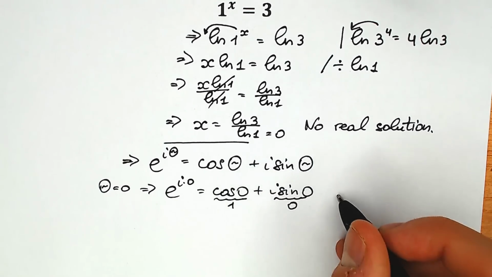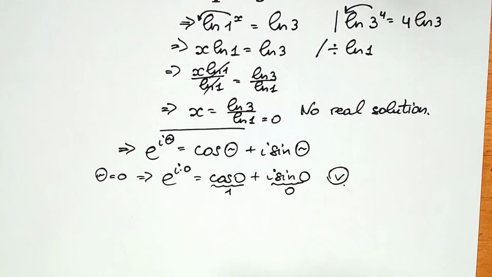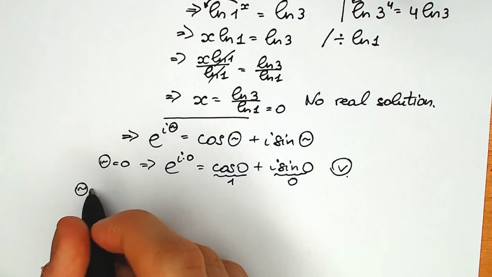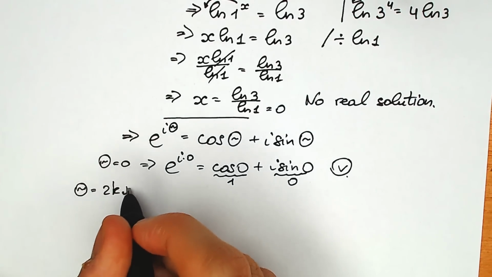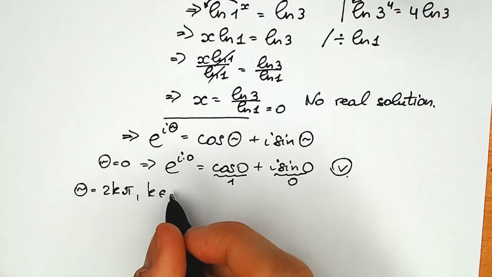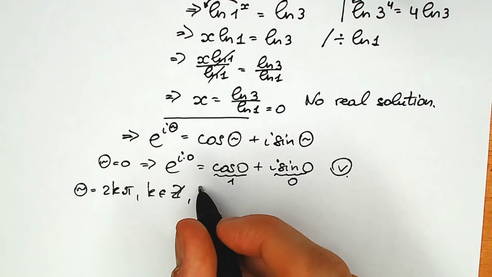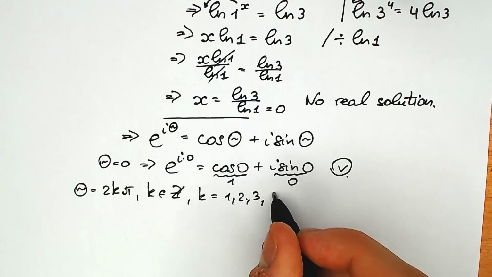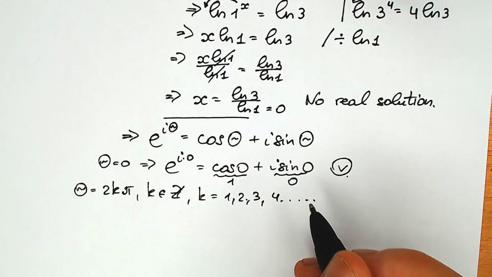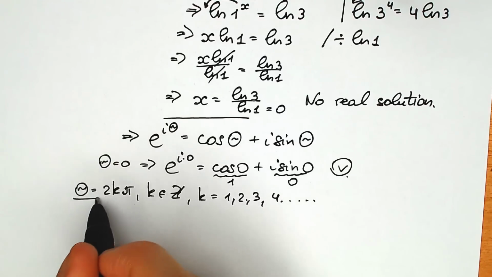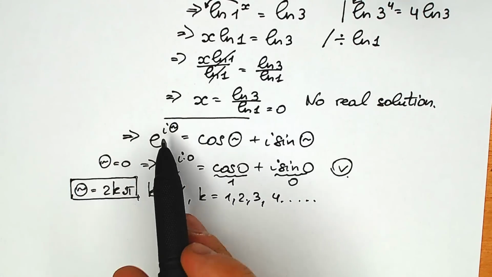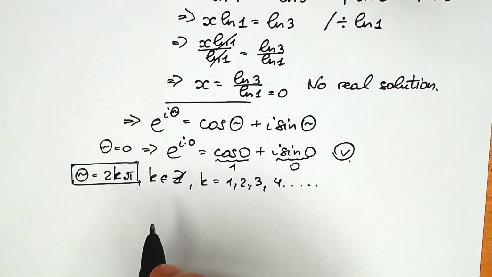Now I'm going to show a really important substitution. This substitution looks like this: theta equal to 2k pi, where k is an integer, of course. We are talking about integers, equal to 1, 2, 3, 4, and so on. So now let's use this substitution, theta equal to 2k pi, and plug it in right here.